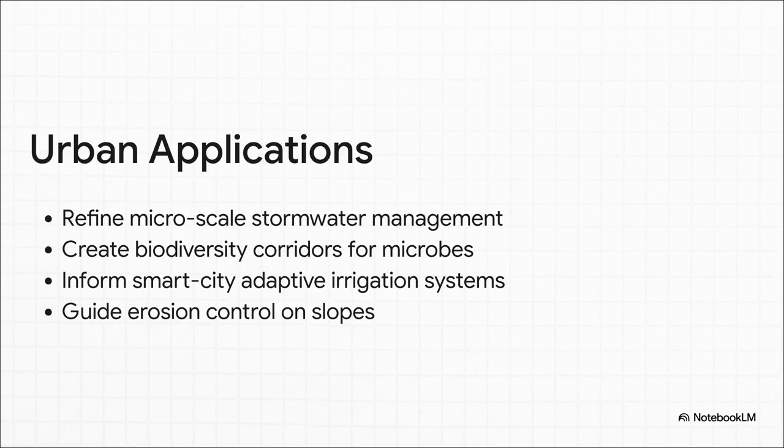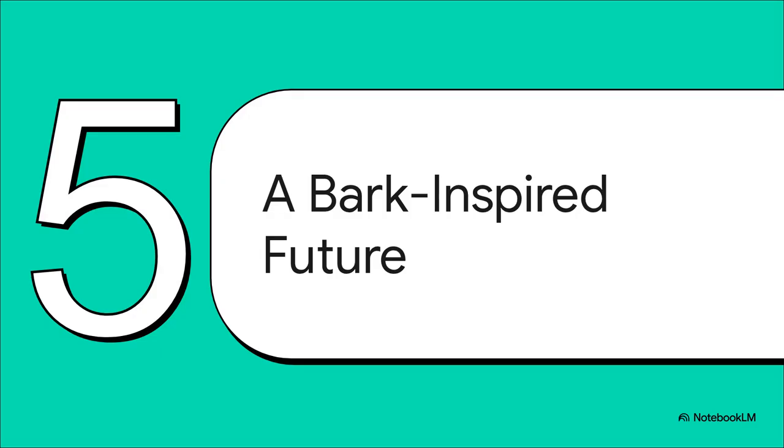And the practical uses are just incredible. We could use what we might call high algorithm trees to create natural drainage zones for stormwater, or to build biodiversity corridors for tiny things like lichens and microbes. We could even feed this data into smart irrigation systems that know which trees are naturally better at watering themselves. It's genius.